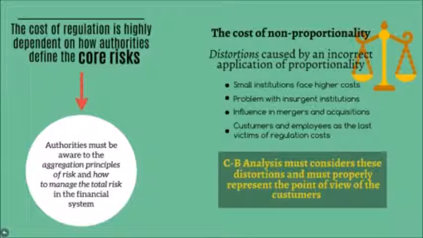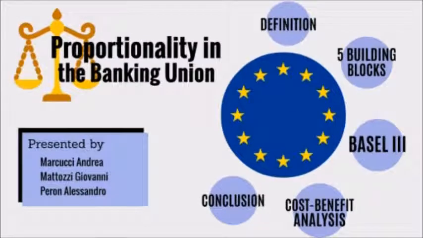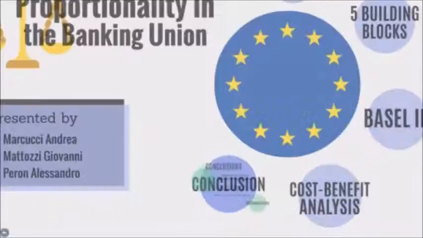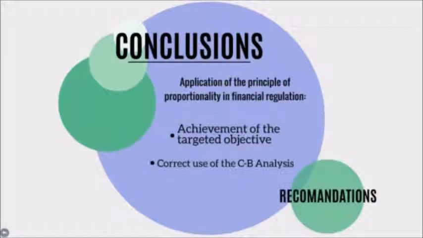In the last instance, customers and employees may pay the biggest part of this cost if financial institutions are reluctant to diminish their margins or they have problems increasing their productivity. A well-done cost-benefit analysis, in accordance with the respect of the proportionality principle, should always consider these distortions and represent the point of view of the customers. To conclude, we can say that the application of the proportionality principle in financial regulation should be focused on the achievement of the targeted objectives and should rely on a correct use of cost-benefit analysis.